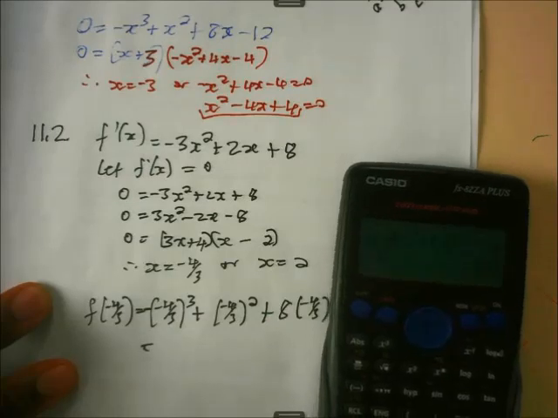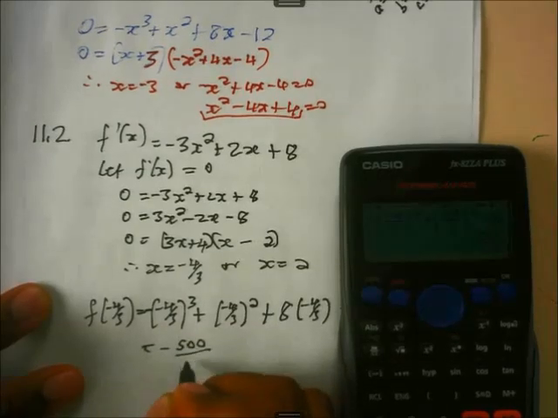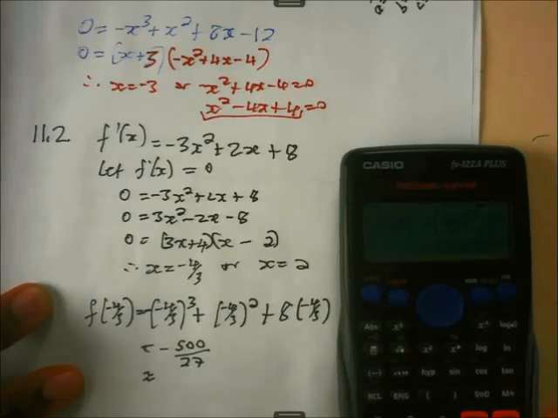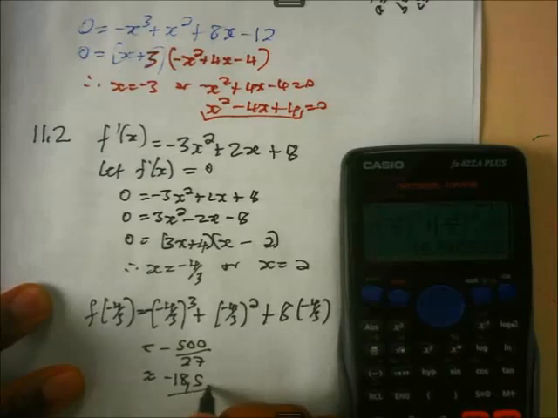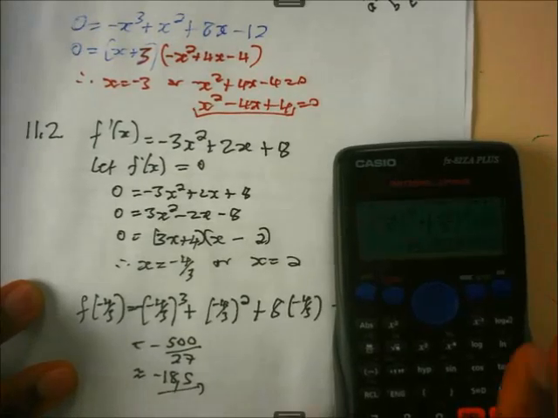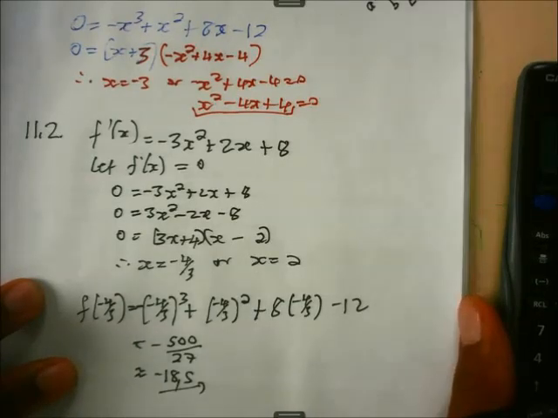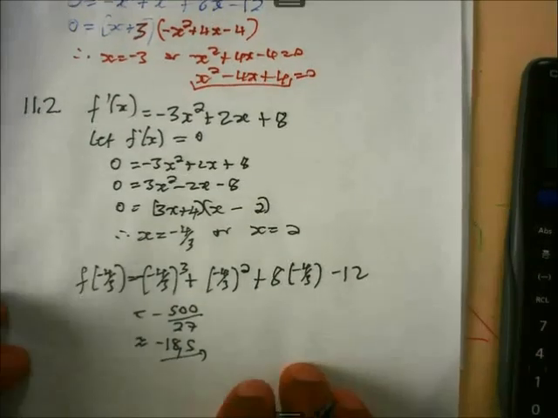Then we have minus 500 divided by 27, which, when you change it to the decimal, will be minus 18,5. Right, now we know that when x is minus 4 over 3, the y coordinate will be minus 500 over 27. Right, now we have the first one.